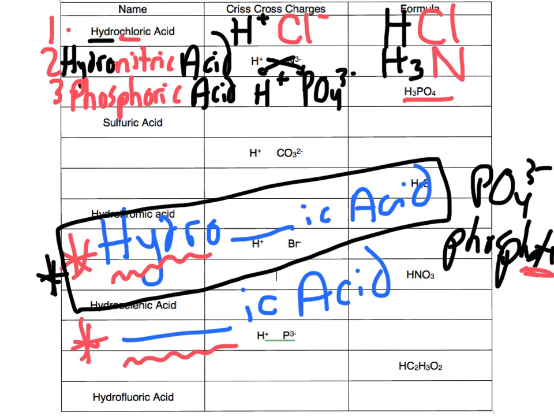And that's the way that I write the names of acids. So I have two possibilities. I have hydro something-ic acid, or I have just ic acid. I need to remember when to use those. I need to remember my charges and my polyatomic ions in order to do this.